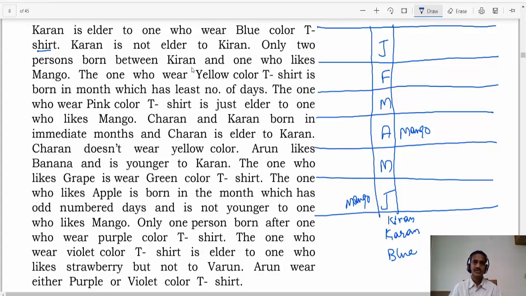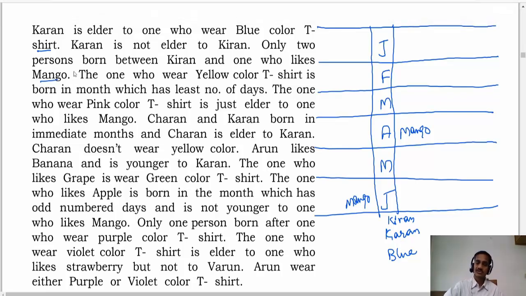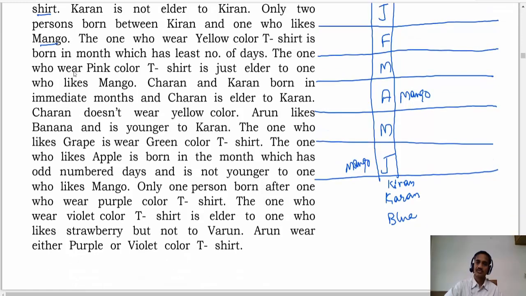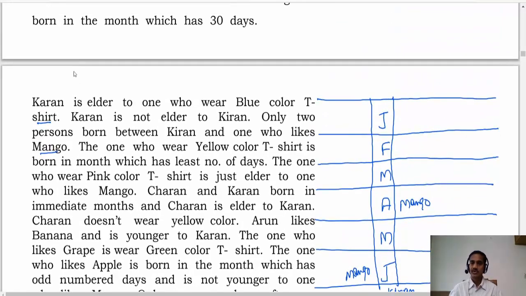And only 2 persons between Kiran and the one who likes mango. How many people are there between Kiran and mango? Only 2 people, between Kiran and mango. Mango is here, so 1, 2. Kiran can be here, one possibility. And what is the other possibility here? 1, 2, Kiran can be here. How many possibilities do we have? 2 possibilities for this Kiran.